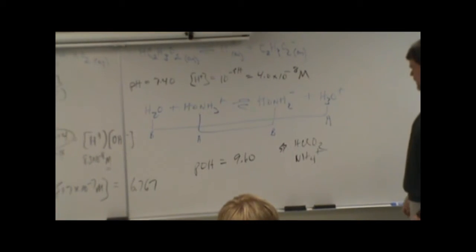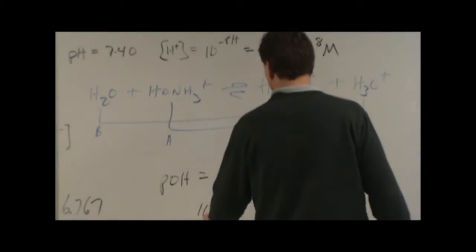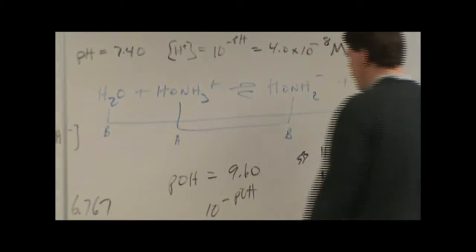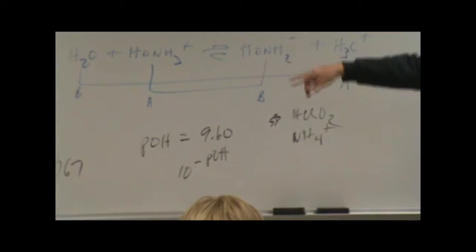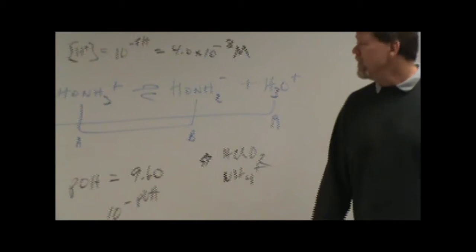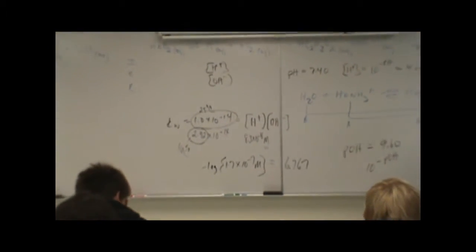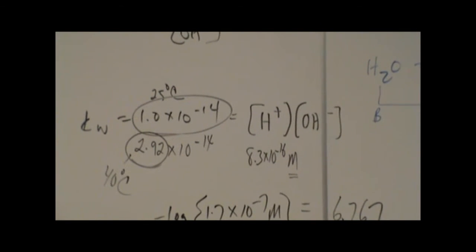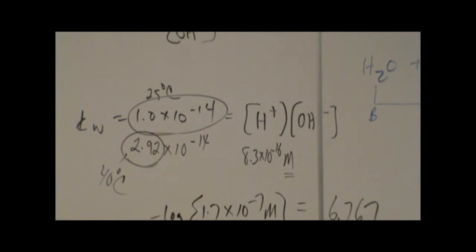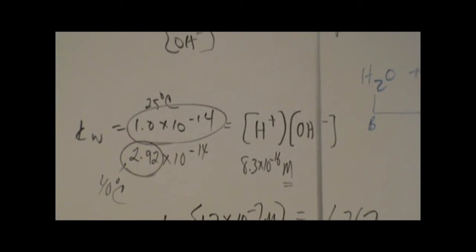Or, if your mind works a little differently, you could go, okay, I got the POH, so if I take 10 to the negative POH, what do I get? I get the OH concentration, and then I can plug in over there and get the H plus concentration. So see how everything wraps around this equation? Really important. And that you know how to calculate one and get to another. I wish I had another day to give you more of those problems to drill you on, but we don't. Any last minute questions?